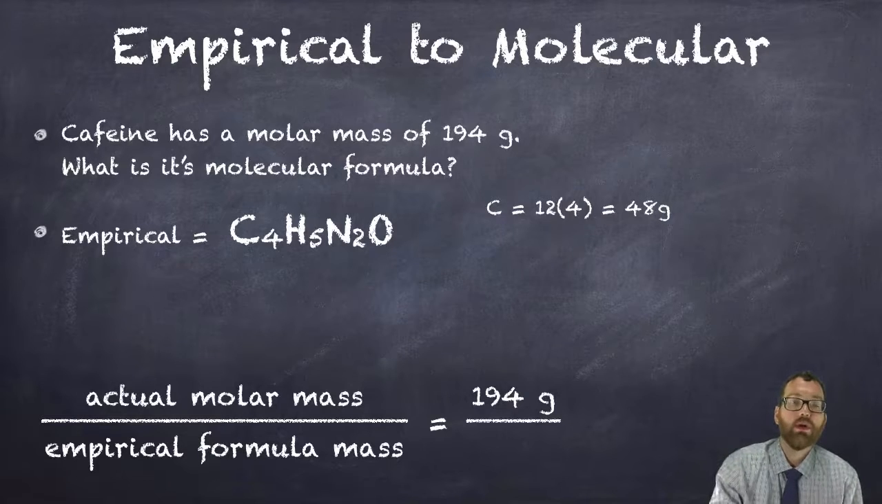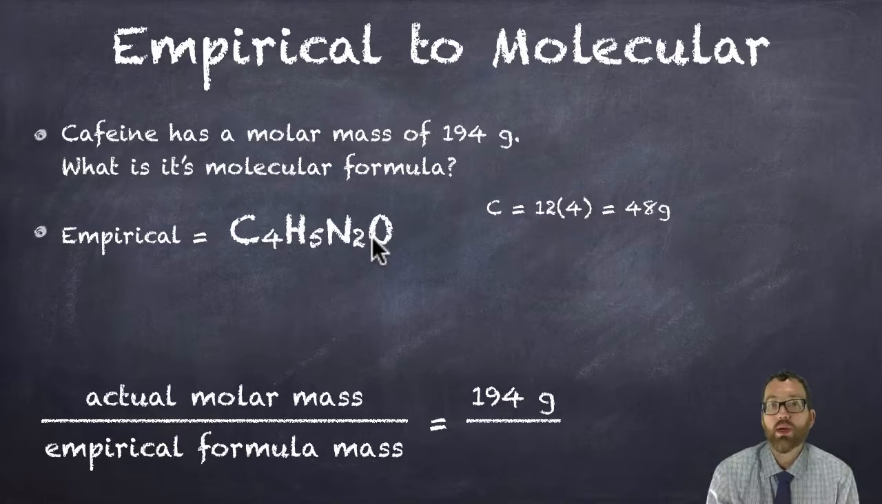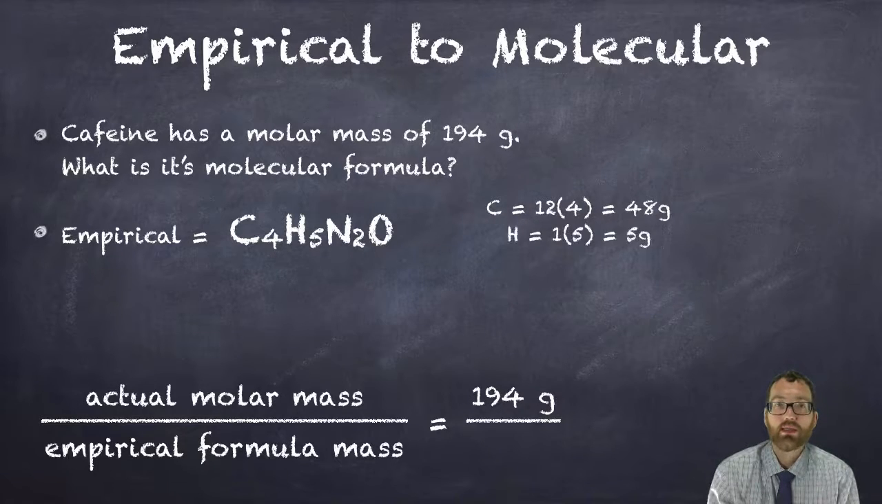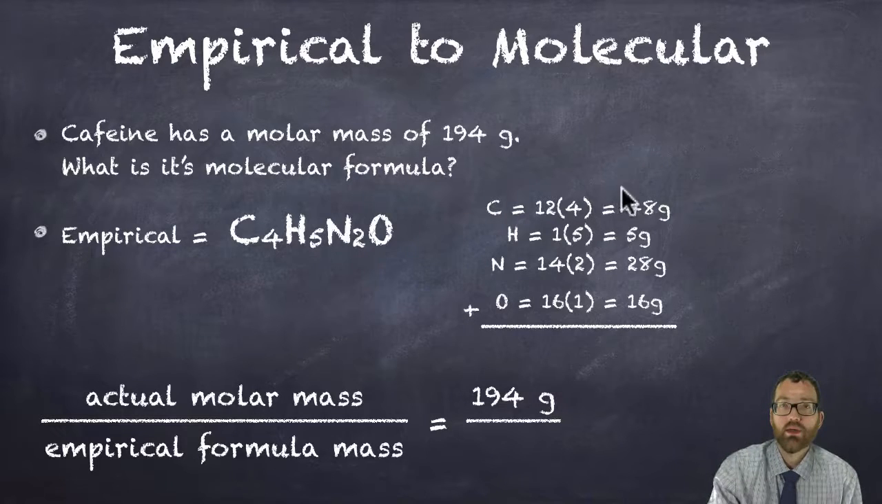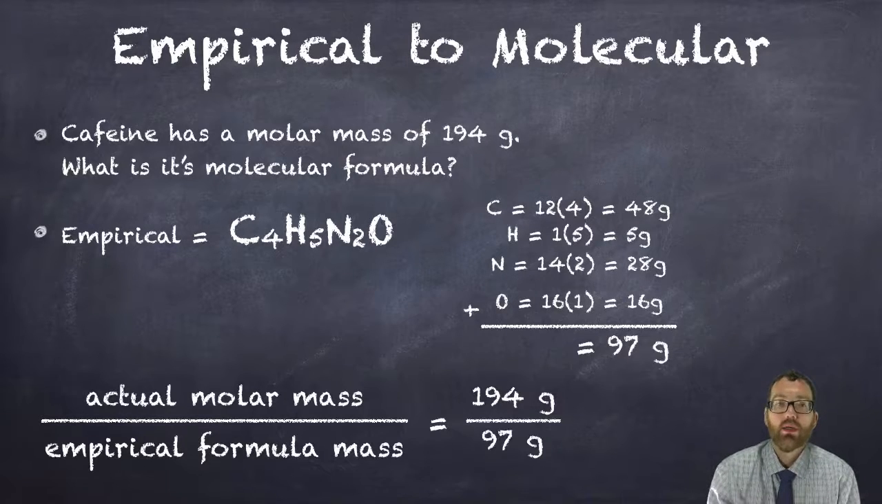So that would be the mass of all of the elements in your empirical formula. So I have carbon, and I have 4 of them. So 12 times 4 is 48 grams. Next, I have hydrogen, and I have 5 of those, and they each weigh 1. So 1 times 5 is 5 grams. Then we have nitrogen, which weighs 14, and I have 2 of those, so 14 times 2 is 28. And I have 1 oxygen, which weighs 16, so that's just 16. If I add up all of these numbers here, 48, 5, 28, and 16, I get 97 grams. So the empirical formula mass is only 97 grams, so I know that's not the molecular formula.